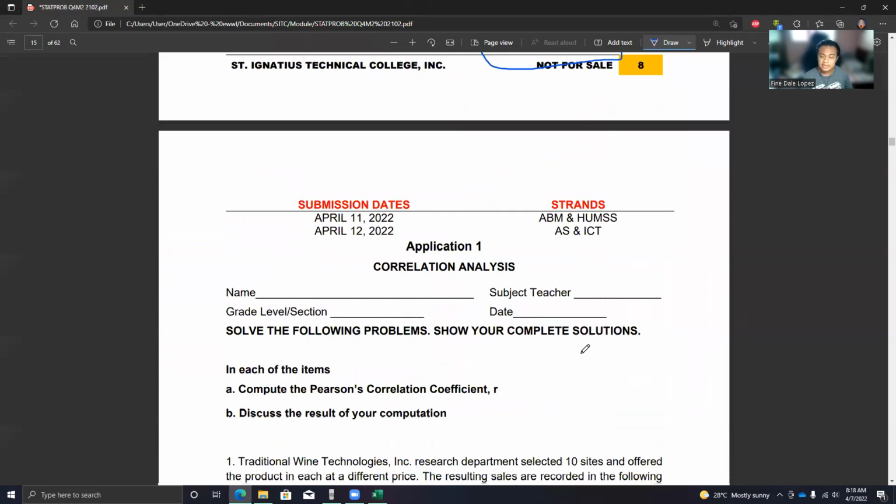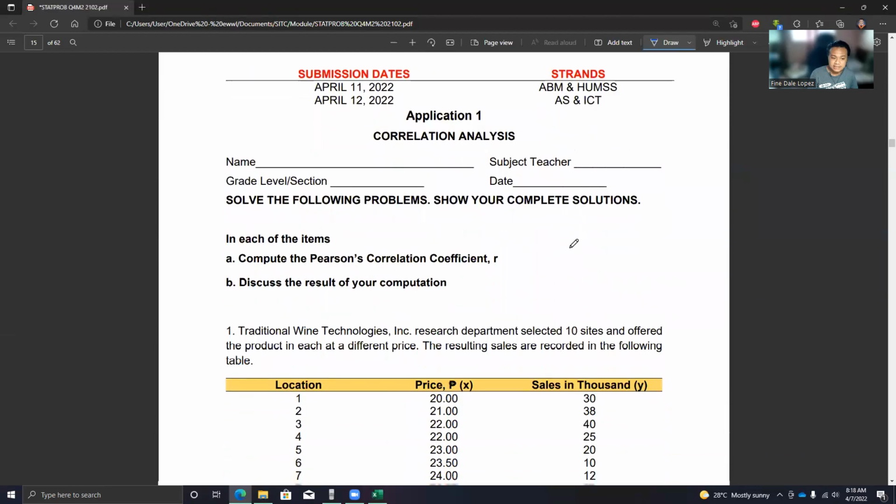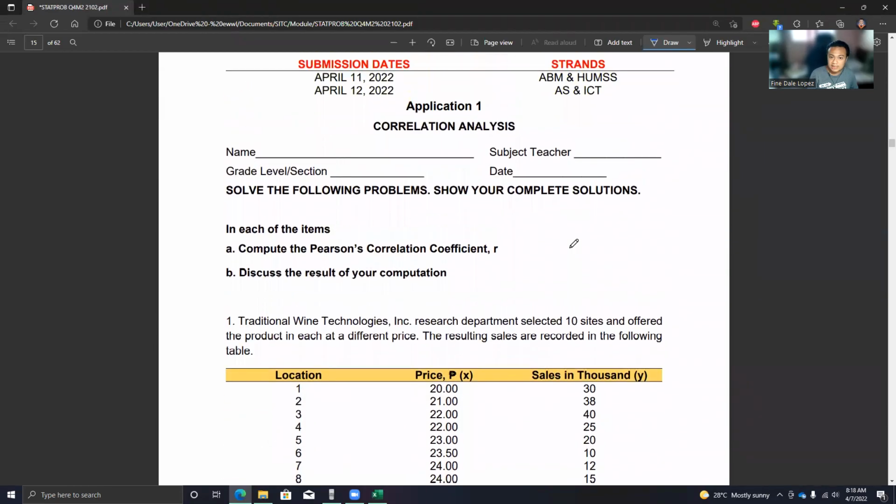Submit it on April 11 and 12. April 11 for ABM and HUMSS, and April 12 for STEM and ICT. Your application is also called a quiz. Whatever you get in this assessment, I'll just divide your score by 2, together with your score in the quiz and application.